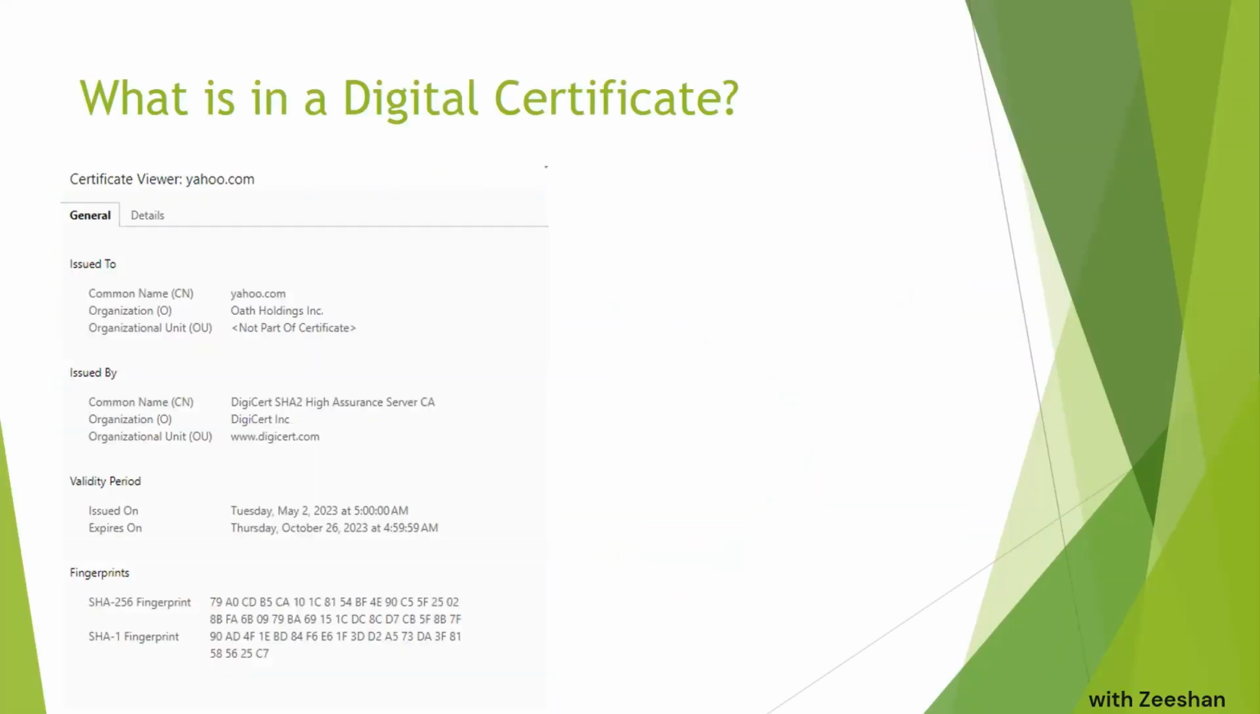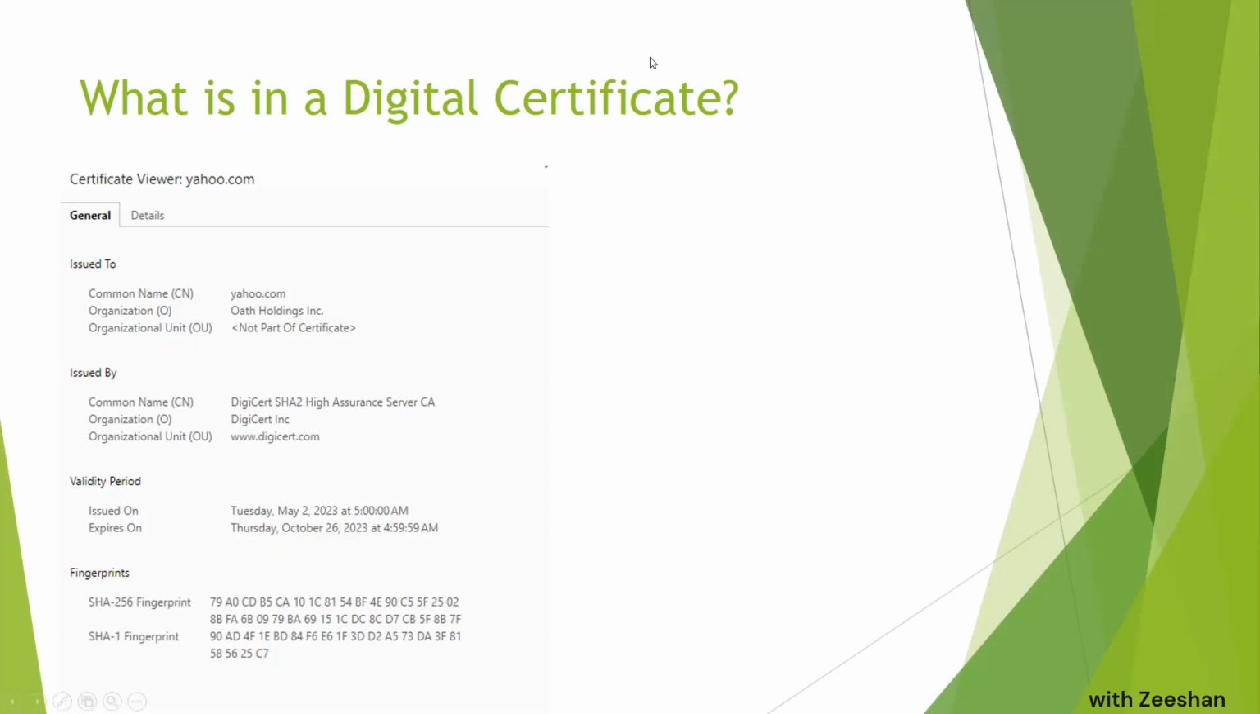So this is a digital certificate. I just checked it from yahoo.com, and it is saying that this is issued to yahoo.com. The organization is Oath Holdings, and it is issued by DigiCert. This is the certificate authority, and this is the validity, which is very important. The certificate is valid for some period. It was issued on May 2, and on October 6 it will expire, and they will have to renew it. And this is the SHA fingerprint of your certificate.